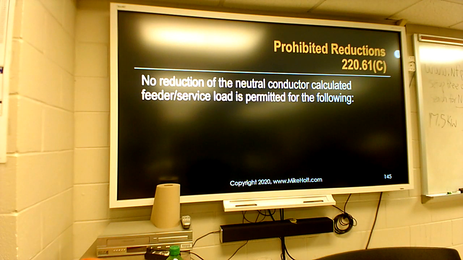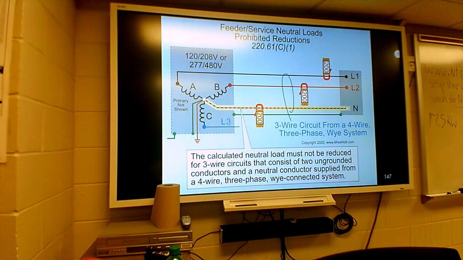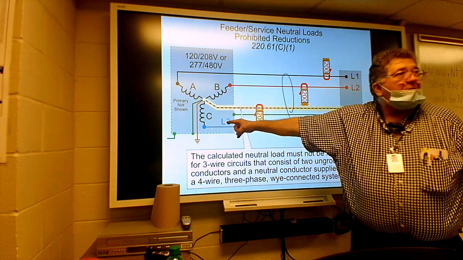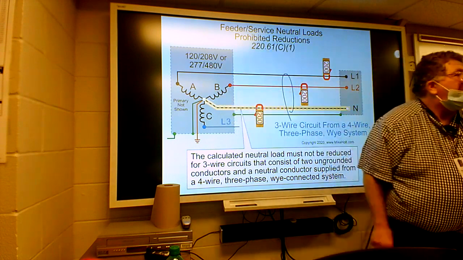No reduction in the neutral calculated feeder service load is permitted for the following. You're not permitted to do it for a 3-wire circuit that comes from a 4-wire Y-connected system. Now, when we say a Y-connected system, here's all that means, guys. You see the windings right there that look like a Y shape? That's a transformer out in the yard.